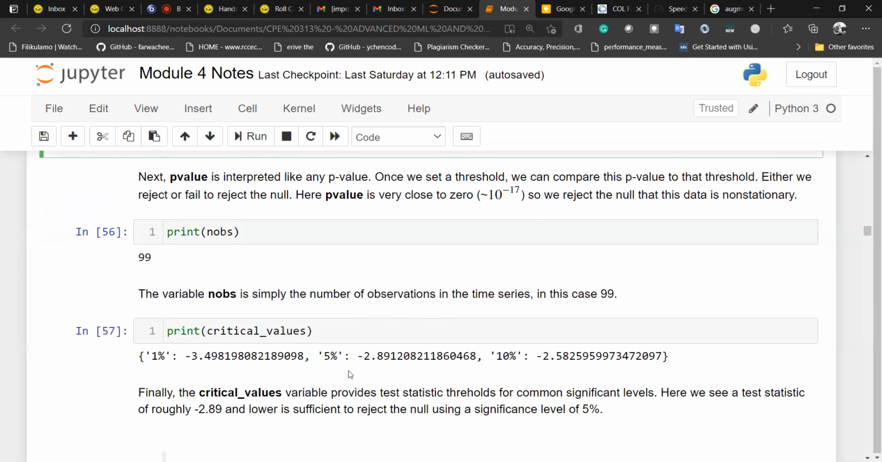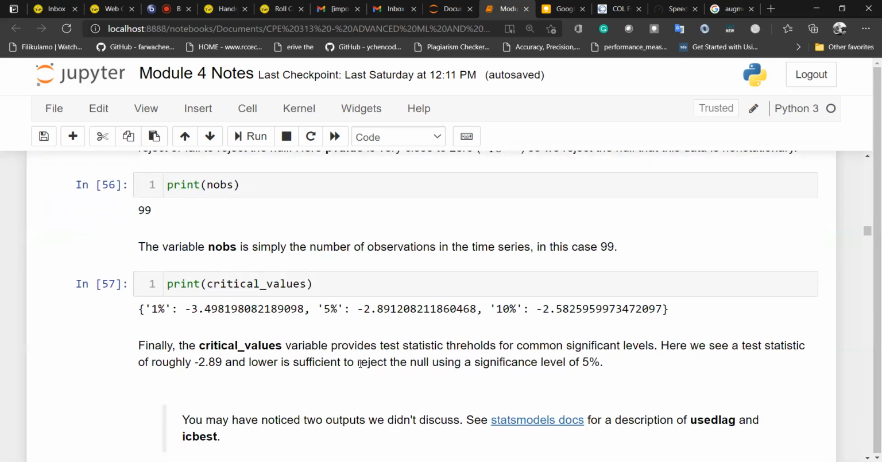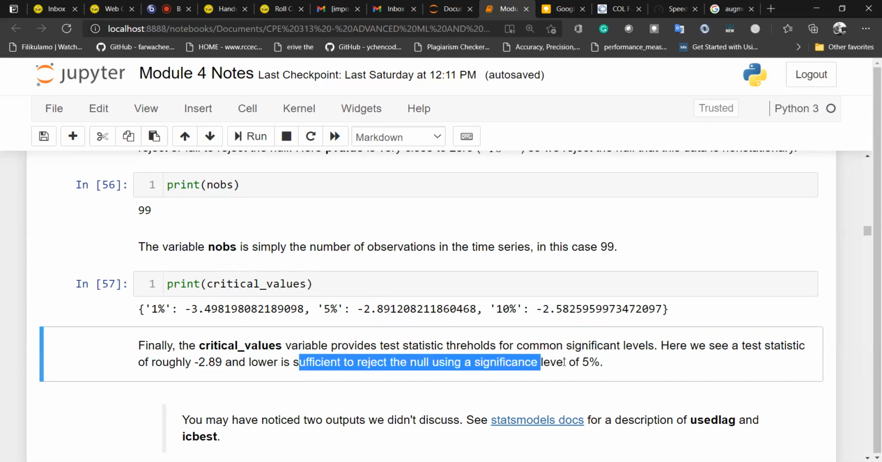Yung naman critical values that you see here, these are variables which provide test statistic thresholds for common significance levels. Here we see a test statistic of roughly -2.89. So you can see here, ilan ng 1%, -3, ilan ng 5%, -2, at ilan ng 10%, -2.58. So you can see now that a test statistic of roughly -2.89 and lower is sufficient to reject the null using a significance level of 5%.